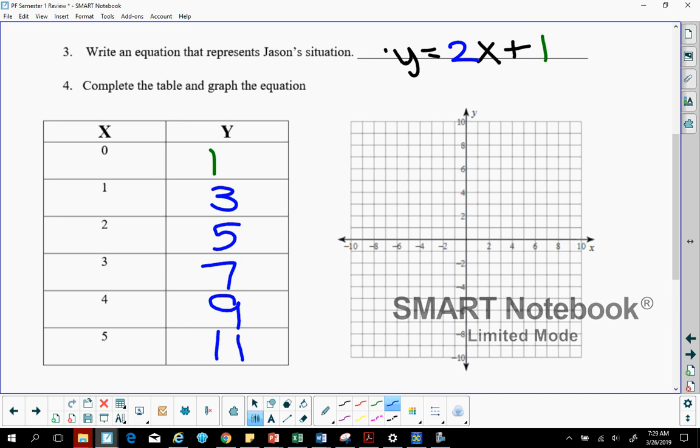Then you're just plotting those points. So I go 0, 1, plot. 1, 3, plot. 2, 5, plot. Or you can start from your y-intercept and go up 2 over 1. Up 2 over 1. If I kept doing that, it would look something like that.